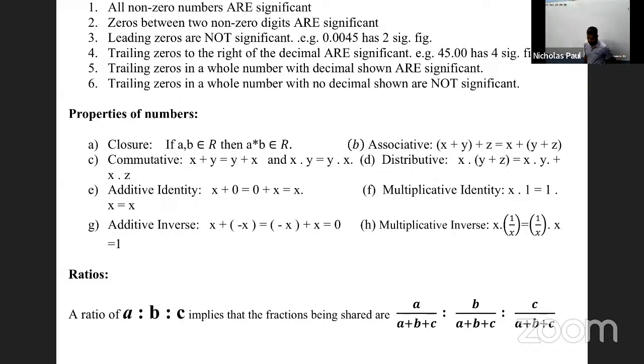Okay, so we have to learn all of them. Make sure you know. What's the additive identity? 0. What's the multiplicative identity? 1.